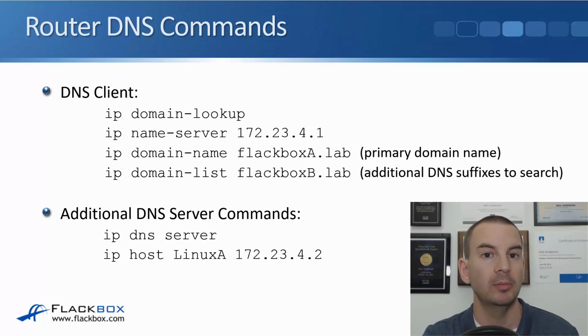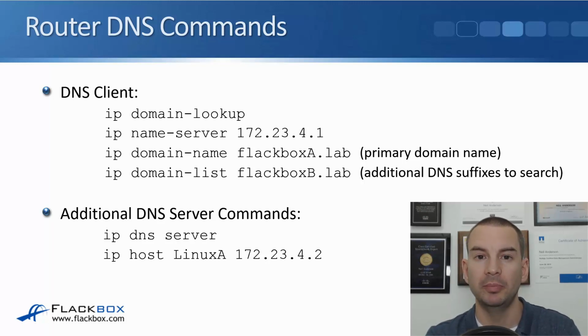But if you did want it to be able to resolve hostnames, the commands to enter are ip domain-lookup to allow it to look up a DNS server, ip name-server and then the IP address of your DNS server, ip domain-name and then the primary domain name. And if you want it to also look up additional DNS suffixes, ip domain-list and then those additional suffixes. Okay, so that's how you configure it to be a DNS client.